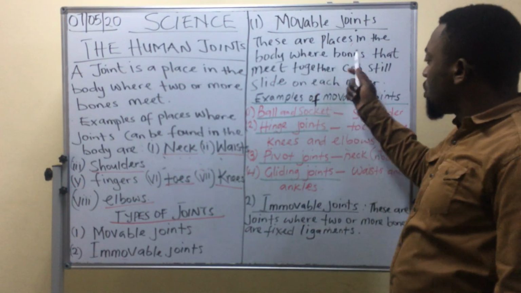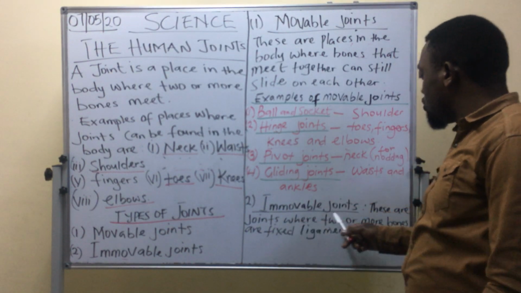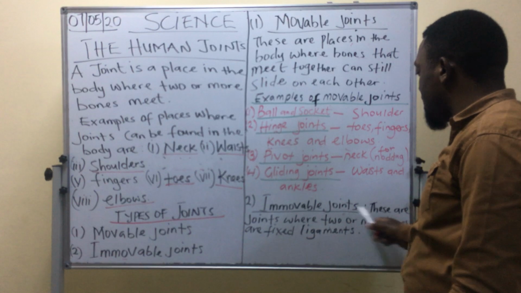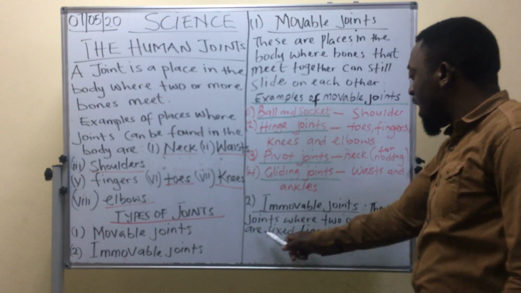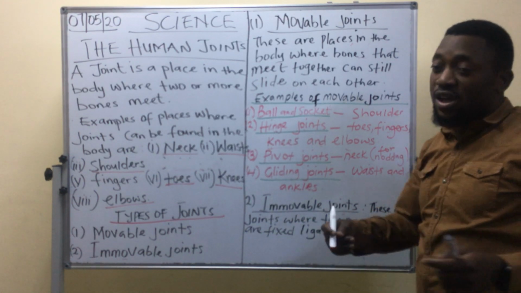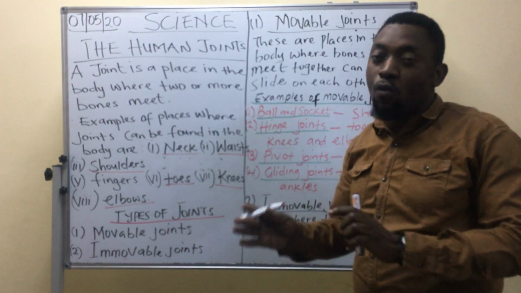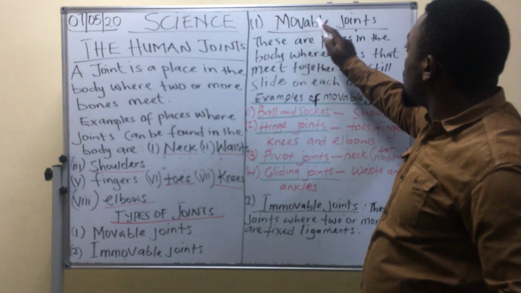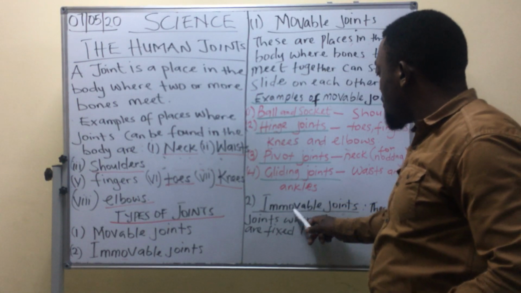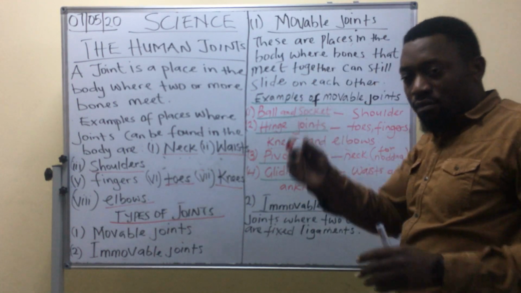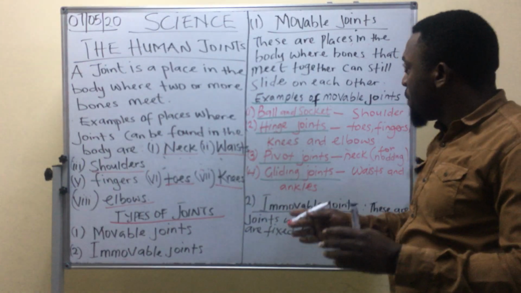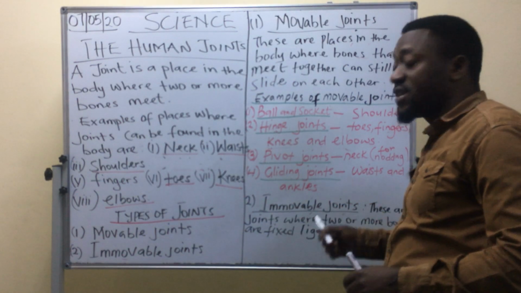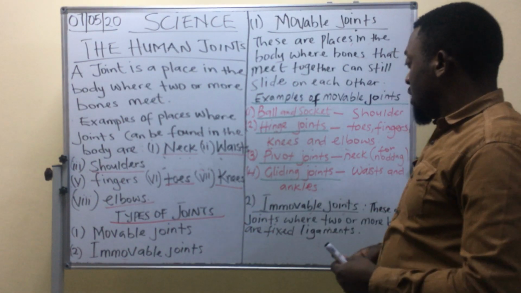So the second type of joint is the immovable joints. These immovable joints are joints where 2 or more bones are fixed together. There are joints in our body that don't move. They are just there, stagnant. You see? That's the difference between the movable joints and the immovable joints. Movable joints have movement. Immovable joints have no movement.